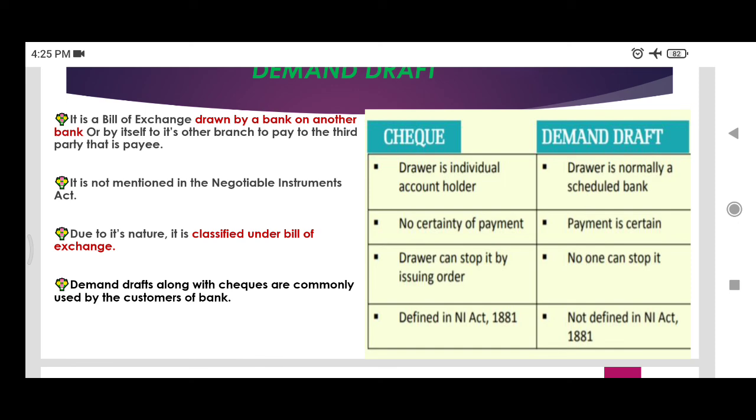A check is mentioned in the Negotiable Instruments Act 1881, but a demand draft is not defined in the Negotiable Instruments Act 1881. You all know in the Negotiable Instruments Act, the first instrument is nothing but a promissory note, the second instrument is a bill of exchange, and the third one is the check, isn't it?